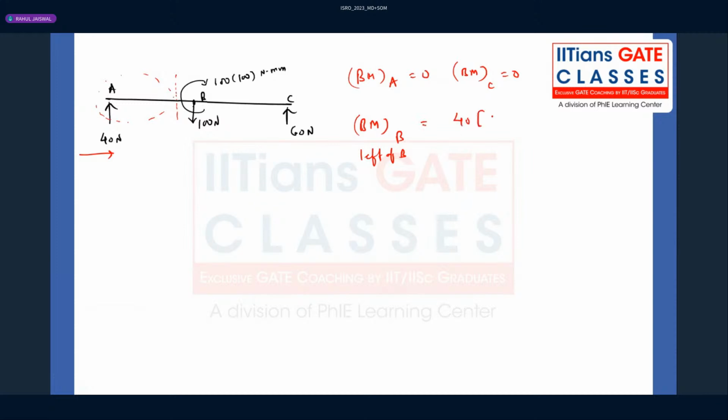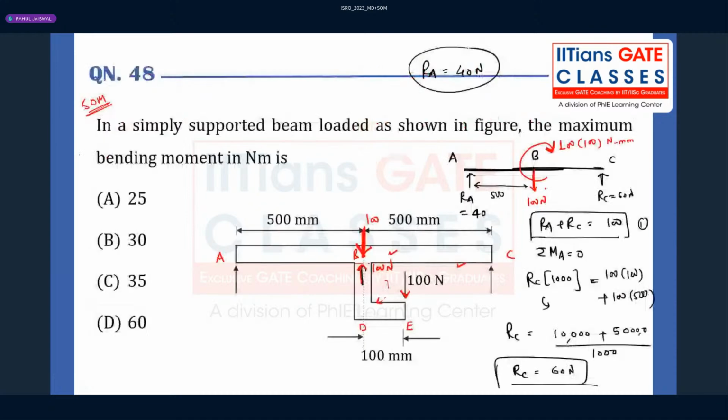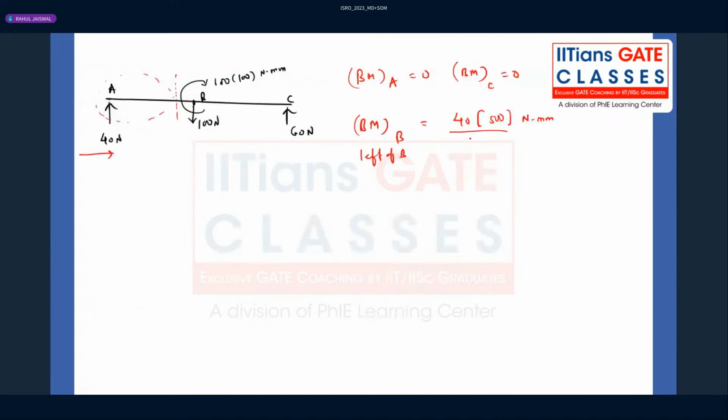So 40 into 500 Newton mm. But they are asking in Newton meter. So better to divide by 1000, so that you will be getting Newton meter only. So you will be getting 20 Newton meter. What about the bending moment just to the right of B?